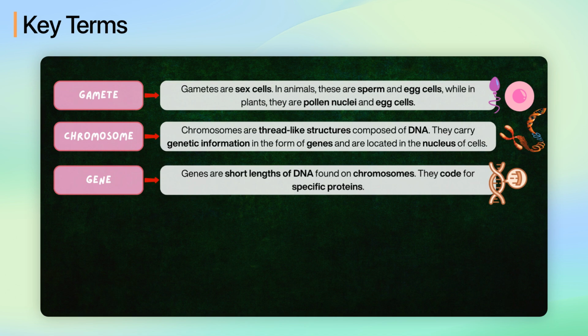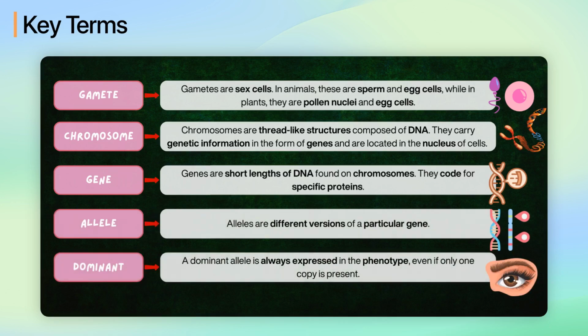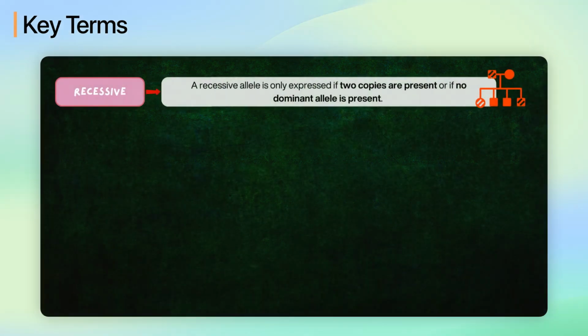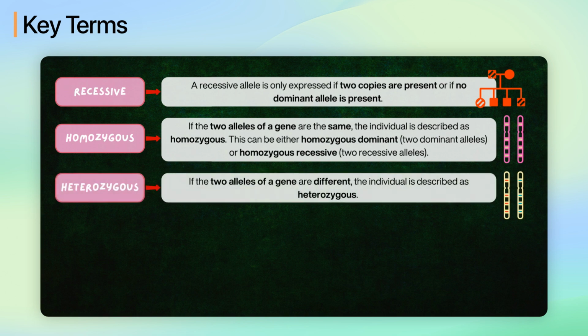Next is allele. Alleles are different versions of a particular gene. A dominant allele is always expressed in the phenotype, even if only one copy is present. A recessive allele is only expressed if two copies are present, or if no dominant allele is present. If the two alleles of a gene are the same, the individual is described as homozygous. This can be either homozygous dominant, two dominant alleles, or homozygous recessive, two recessive alleles. If the two alleles of a gene are different, the individual is described as heterozygous.